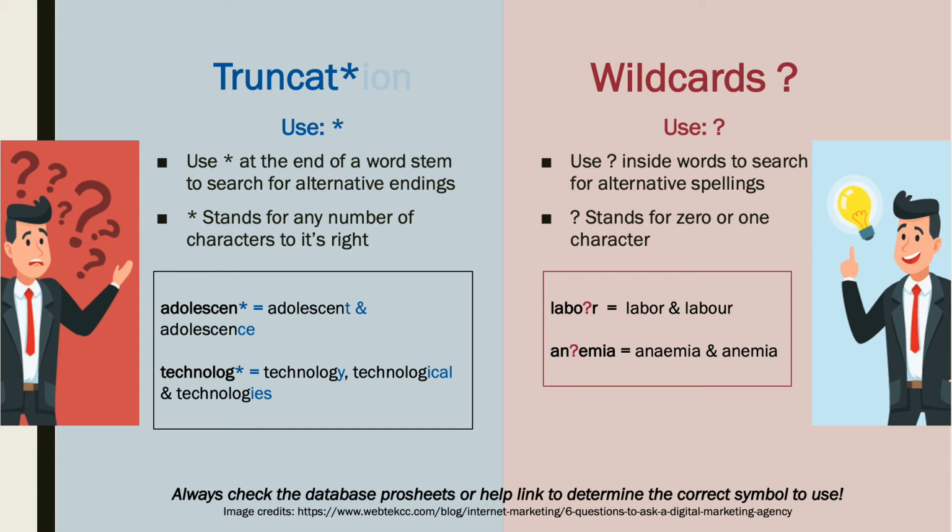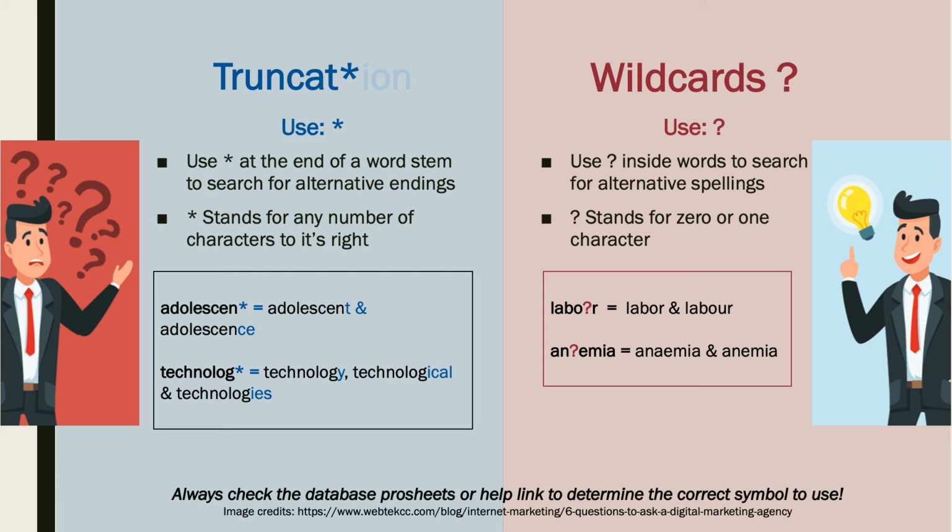Spelling variants between British and American versions of a word are an excellent place to use a wildcard. Searching for labour, for example, you type in LABO?R, and this will retrieve all documents mentioning either the American or British spelling. The question mark replaces either 0 characters to retrieve the American LABOR, or it replaces the letter U to retrieve the British LABOUR. Similarly with anemia, replacing the second A in the British spelling of the word with a question mark will retrieve both variations.